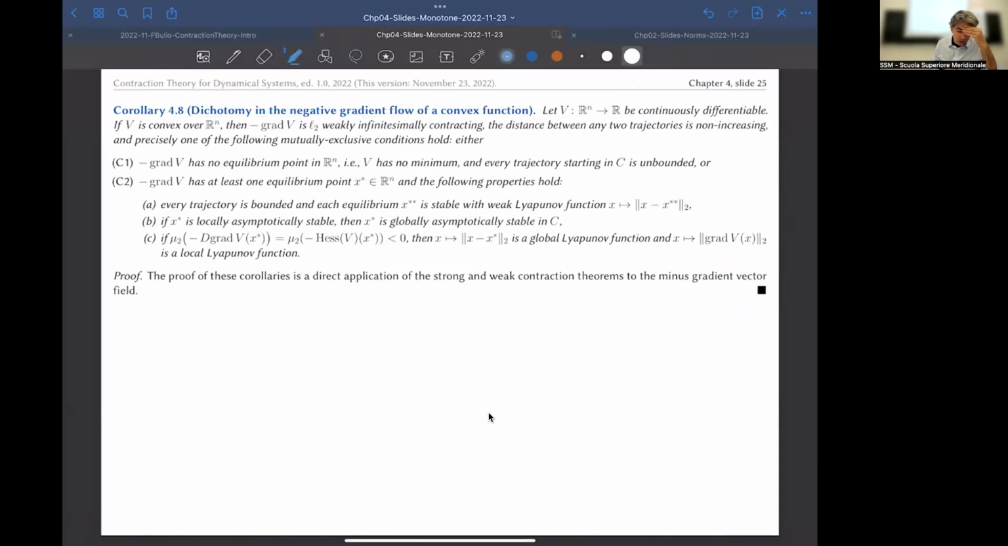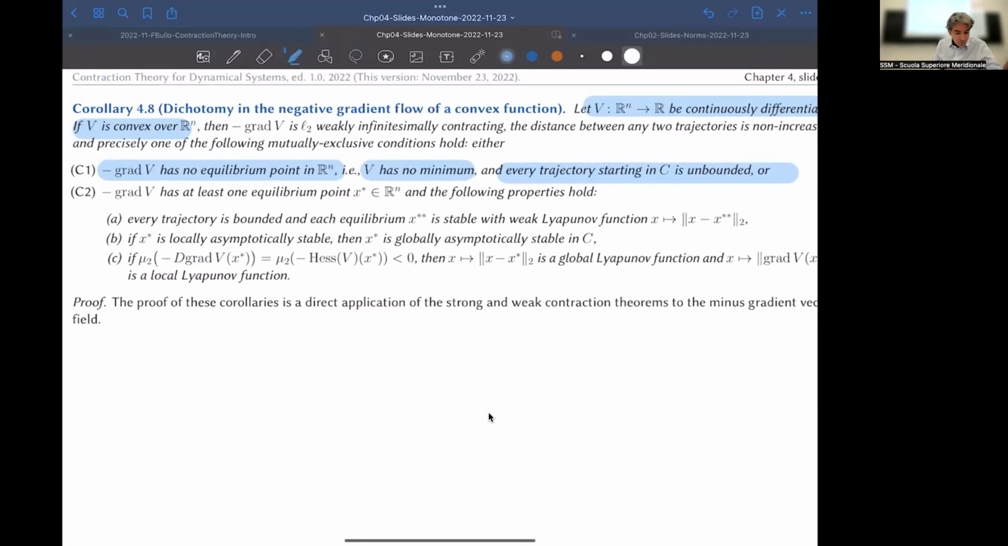And here's what happens if you have a function v which is continuously differentiable and it's convex. Then it has a dichotomy. Either minus gradient of v has no equilibrium, which is to say v has no minimum, and if v has no minimum, then every trajectory must go to infinity. Or minus grad v has at least one equilibrium. That equilibrium must be at least a local minimum. Every trajectory is bounded. Each equilibrium is stable.